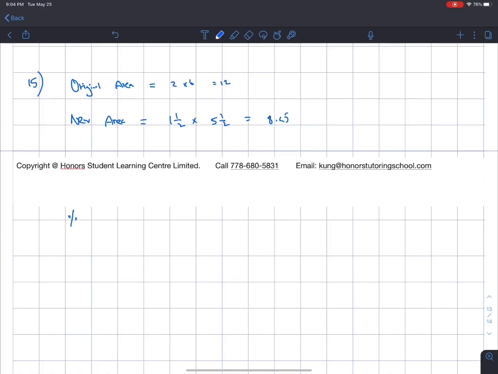So the percentage that is being removed is going to be 12, which is the original, minus the new one, divided by the original, and then we times it by 100%. So 31.25% is being removed.